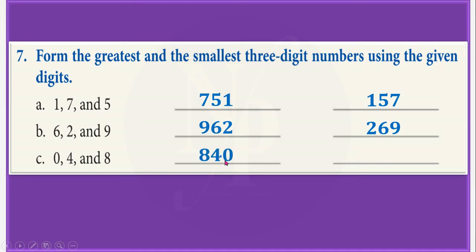And to form the smallest number, we remember that 0 should not be at the greatest place. So we should write 4 first, and then 0 and then 8. So the number 408 is the smallest number that can be formed using these digits.